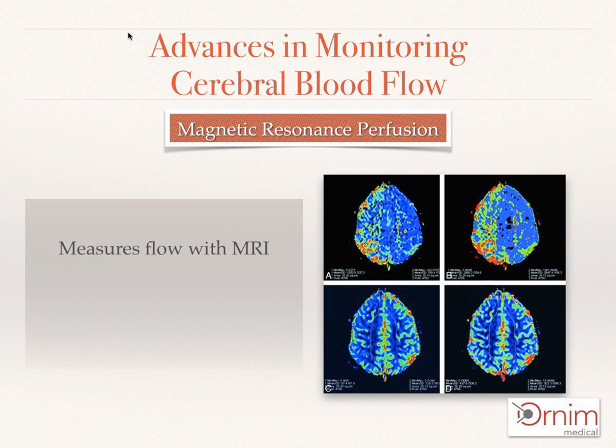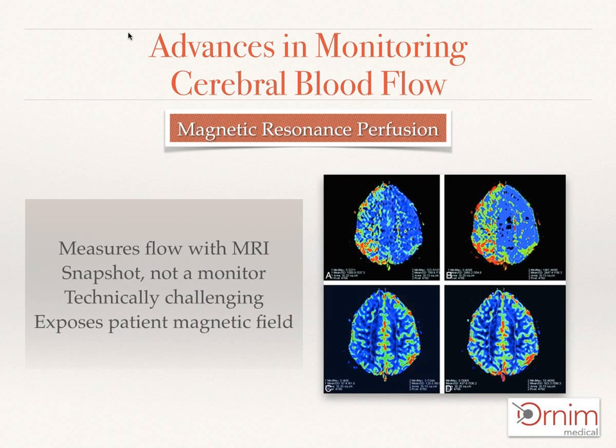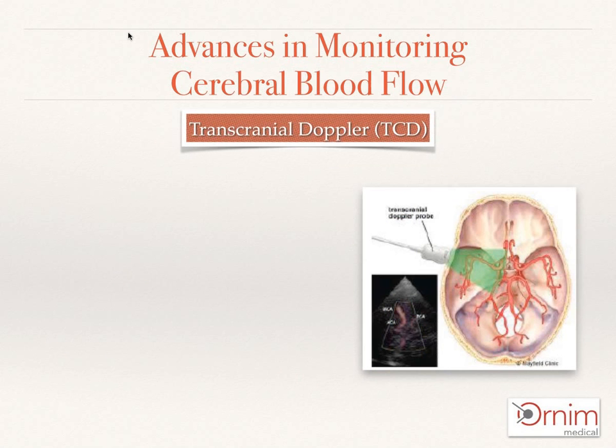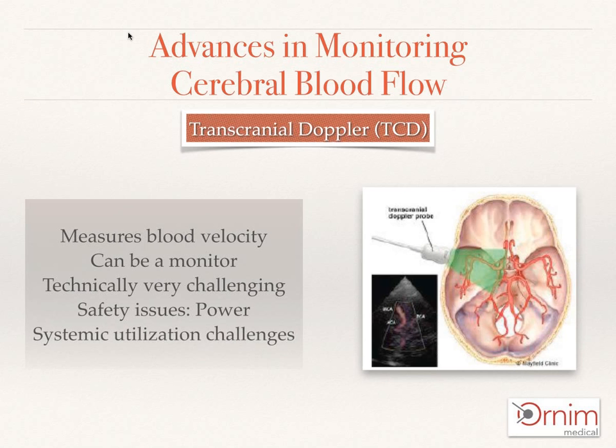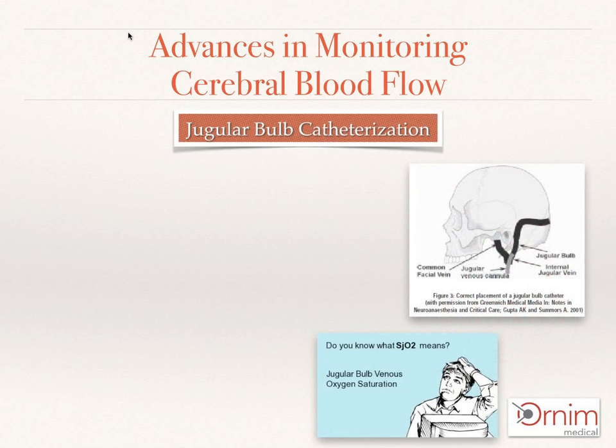Magnetic resonance perfusion is a bit newer on the scene. It measures flow in the brain with MRI. Again, though, it's a snapshot. It's not a monitor, and it is technically challenging. And it also brings online the issue of exposing a patient to a magnetic field. Transcranial Doppler is a standard that measures blood flow velocity. It can be used as a monitor. It technically is very challenging. For those of you who do TCD, you'll know what I'm talking about. There are safety issues involved with power as well, and there at times can be systematic utilization challenges in terms of making sure that you have the right technicians on board, etc.